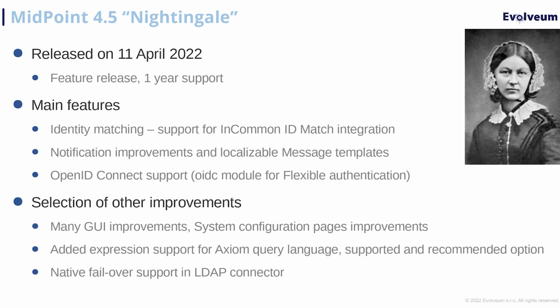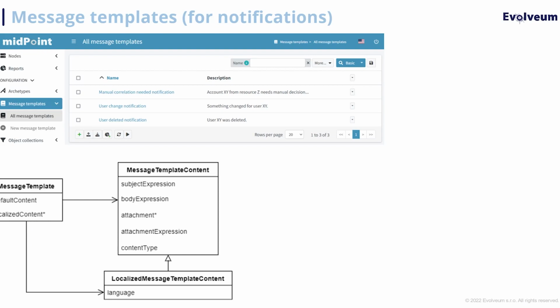But from this we will focus only on two features, because many of the other features like GUI improvements and user experience were massively improved also in 4.6, so we'll focus on those in the core of the presentation. So let's talk about message templates first. This is part of the notification improvements, and it allows us to define content of the message, for instance notification, in a much more user-friendly way.